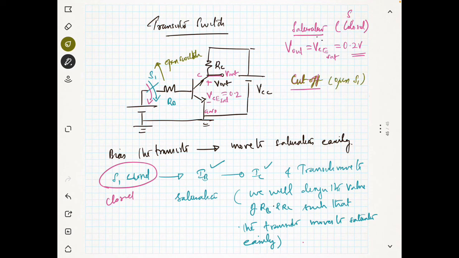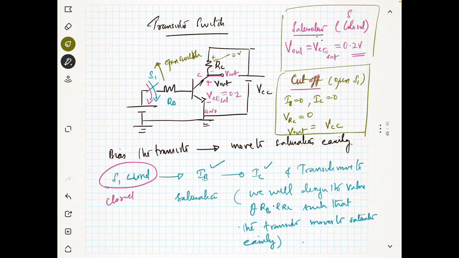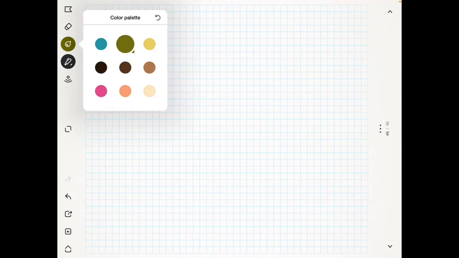When you open the switch S1, IB will be equal to 0. So IC is equal to 0. So the voltage drop across this resistance will be equal to 0, right? If this is equal to 0, VRC is equal to 0. So V out will be nothing but VCC. So you will be getting VCC at the output. So we will see a problem with this.